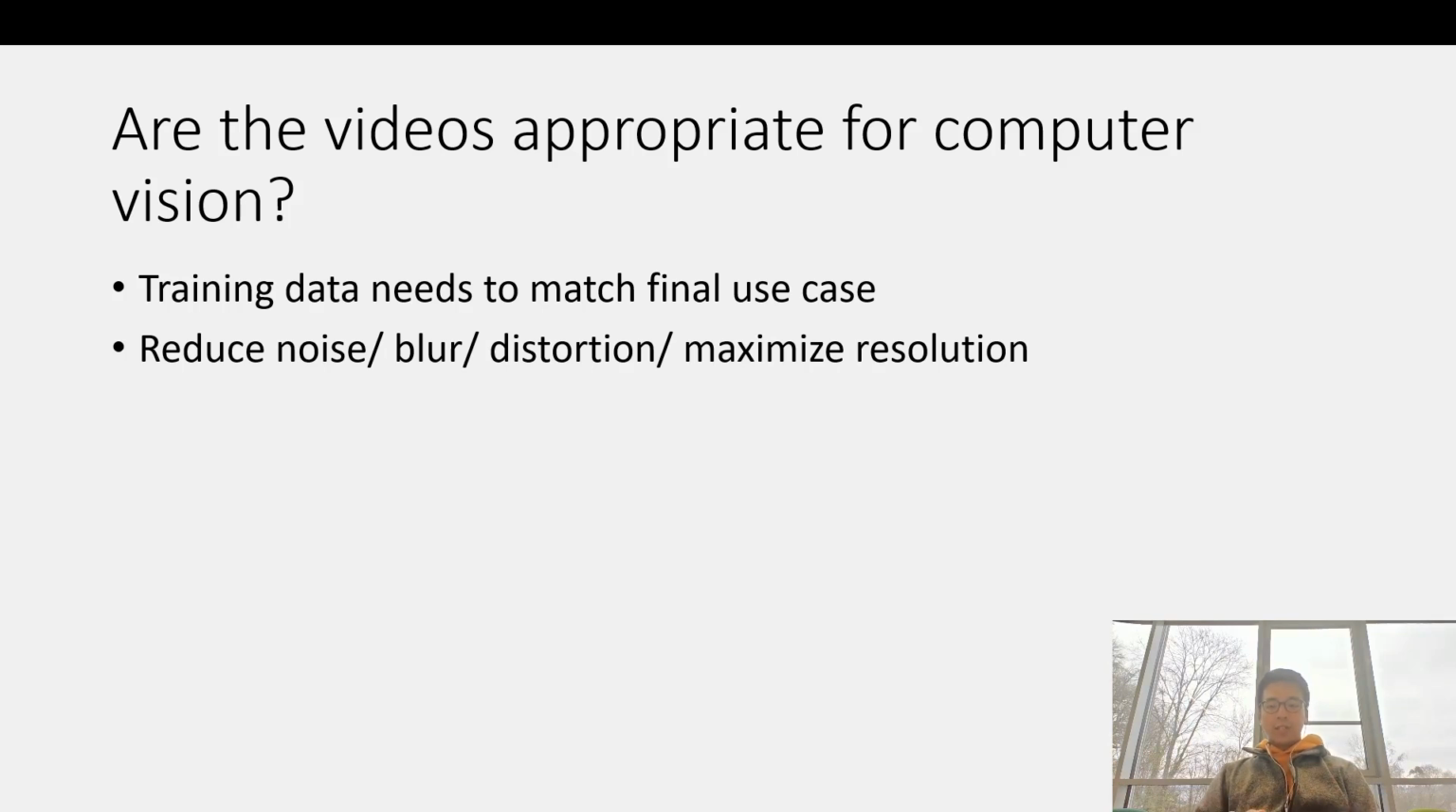Then also some more common sense stuff: don't have super blurry or super distorted videos, and have it as clear as possible. And reduce occlusions as well. If there are a lot of animals occluding each other, then of course these algorithms won't work as well.